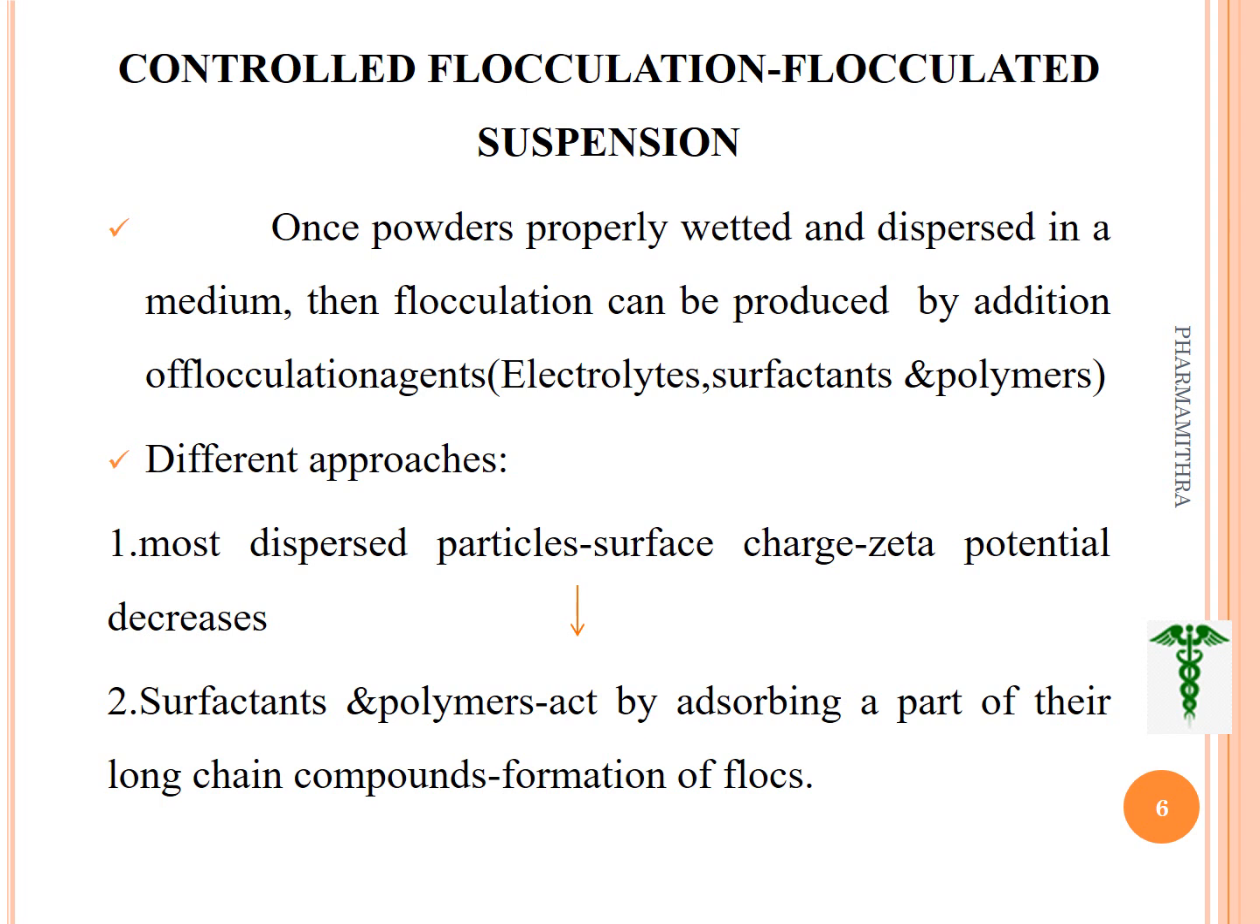So flocculating agents we are categorizing as electrolytes, surfactants and polymers. For making controlled flocculation, different approaches are there. First approach is that we are adding a dispersed particle having surface charge, and because of that zeta potential decreases. Second approach is that instead of this surface charged particle, we can add surfactants and polymers. What the surfactants and polymers will do is that they will act by adsorbing a part of the long chain compound and they will form a floc. So these are the two different approaches for formulating a controlled flocculation.